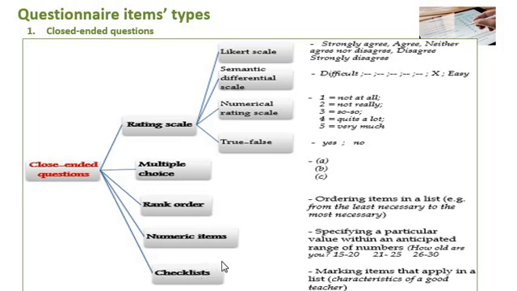At last, we have checklists or checkboxes. This involves marking items that apply in a list. For instance, the question is, what are the characteristics of a good teacher? And the researcher provides a number of characteristics in the form of a list, either phrases or statements, and then he asks the respondent to mark the characteristics that he thinks are the characteristics of a good teacher. Here the respondent may choose more than one answer. In the case of multiple choice questions, he chooses only one answer, but in the case of checklists, he may have more than one answer. Then the researcher will calculate the frequency of those characteristics which are more common among the respondents.